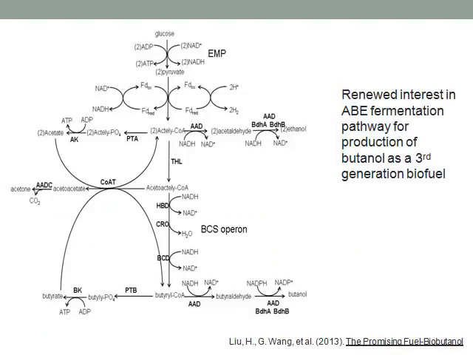The ABE fermentation pathway has gained renewed interest, since this pathway can now be used for the third generation production of biofuels, where you can see the production of butanol and ethanol.